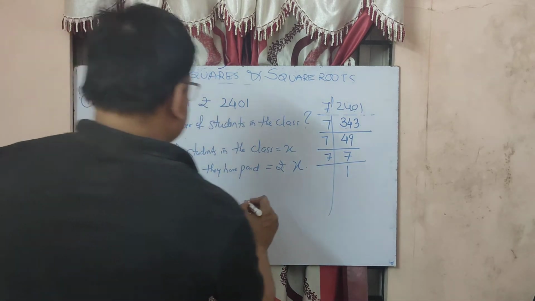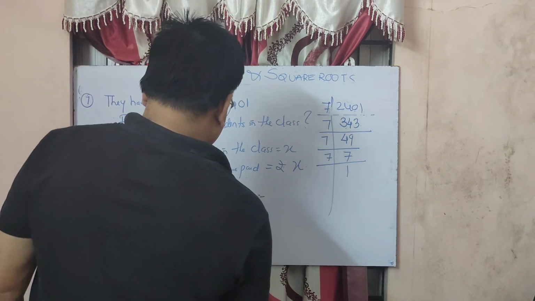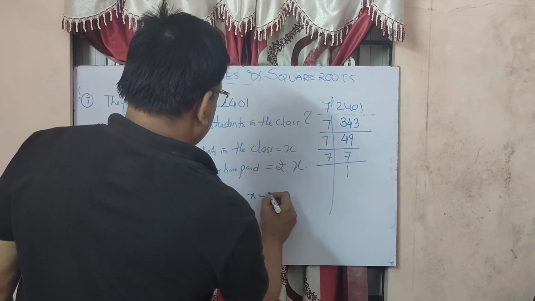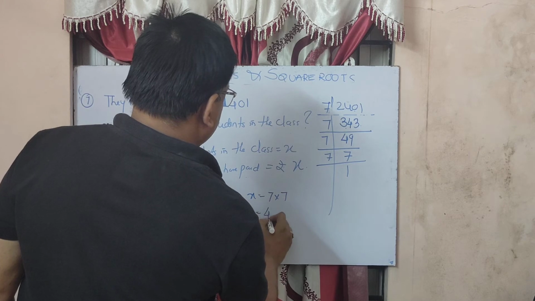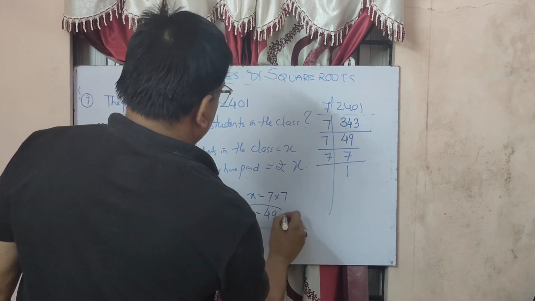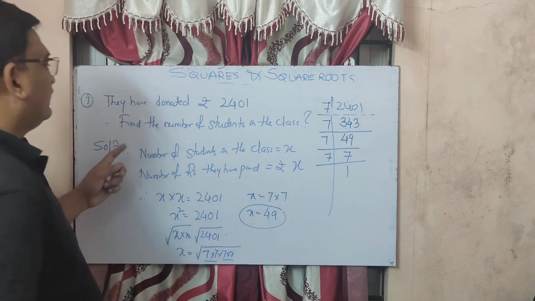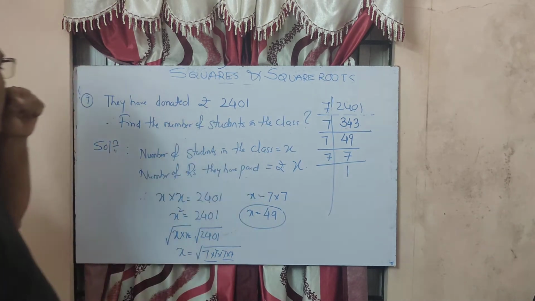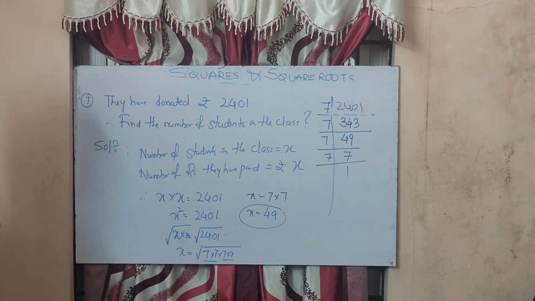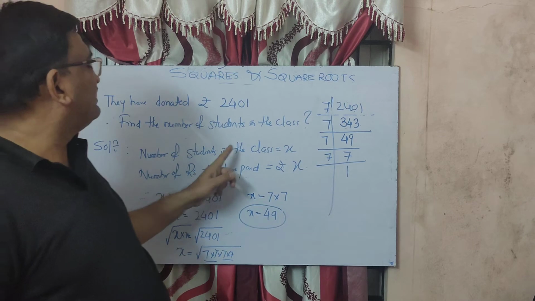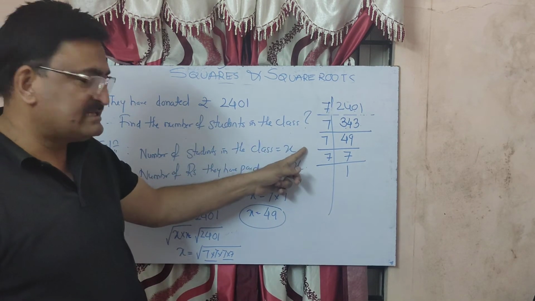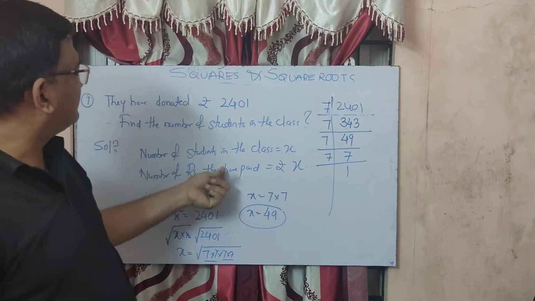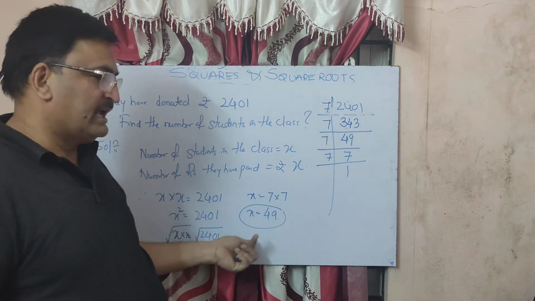So therefore x equals, pairing 7 and 7, x equals 49. And what is x? x is the number of students in the class. Therefore, the number of rupees they have paid is also 49 rupees.